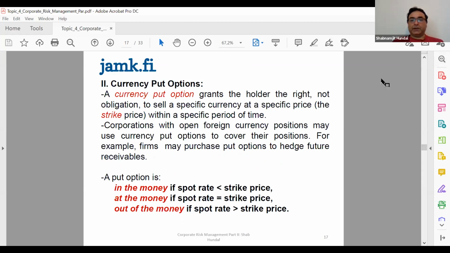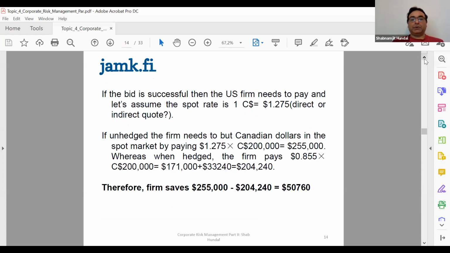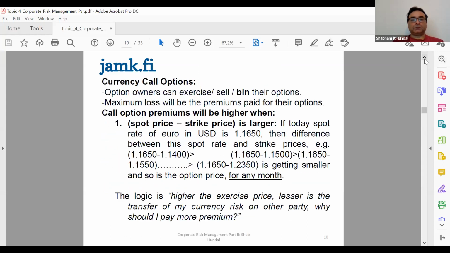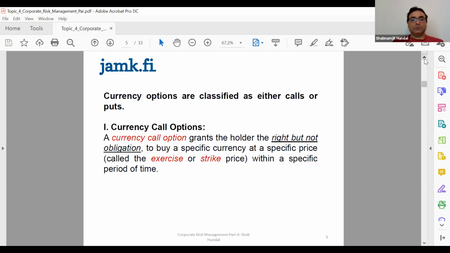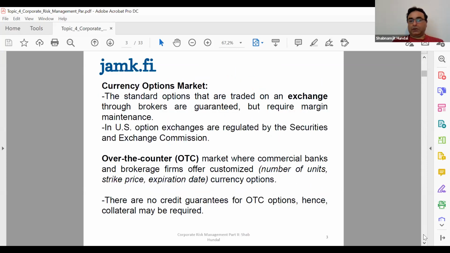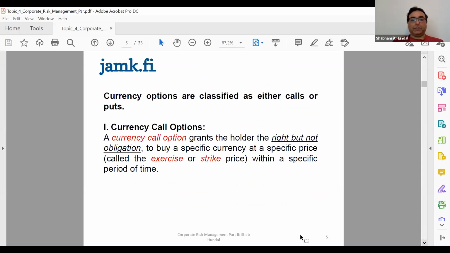Okay, so when you are an exporter, a seller, you use put options. But when you are a buyer, an importer, you use the call option. Invariably, in both cases, you have the right but no obligation. Let me explain it more.